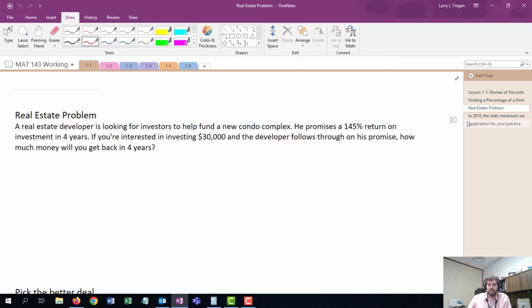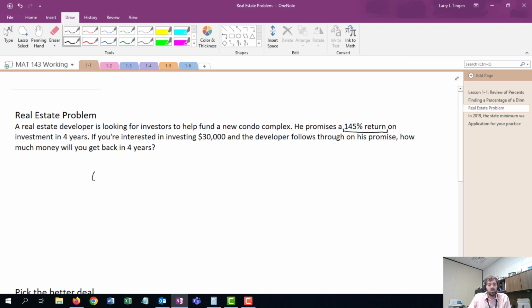You got $30,000 laying around, you want to invest it. So there's a whole bunch of words here. There's a lot of information in this problem. We're going to convert this to just the math part. 145% return on $30,000. That means you're going to make 145% of what you put in as profit. All right?